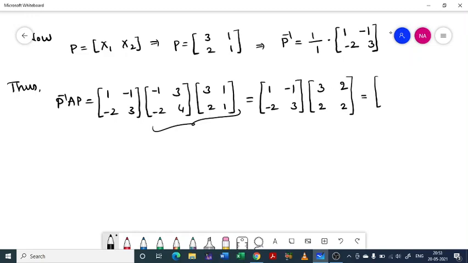1 into 3 minus 1 into 2, 3 minus 2 you get 1. So 1 into 2 minus 2, 2 minus 2 gets 0, minus 6 plus 6 is 0, minus 4 plus 6, 6 minus 4 is 2. So you got, this is the lambda 1 and this is the lambda 2. So you got the diagonal matrix. Thus A is diagonalized.